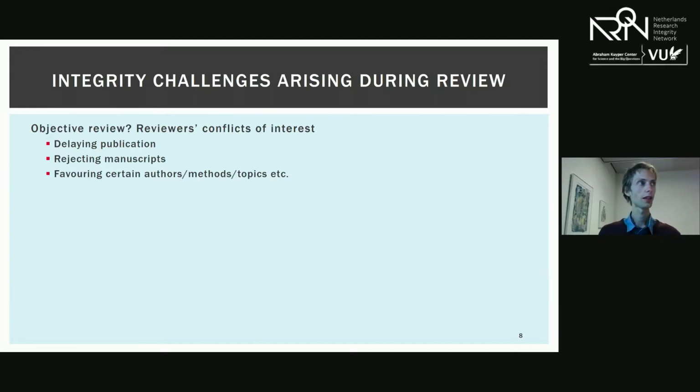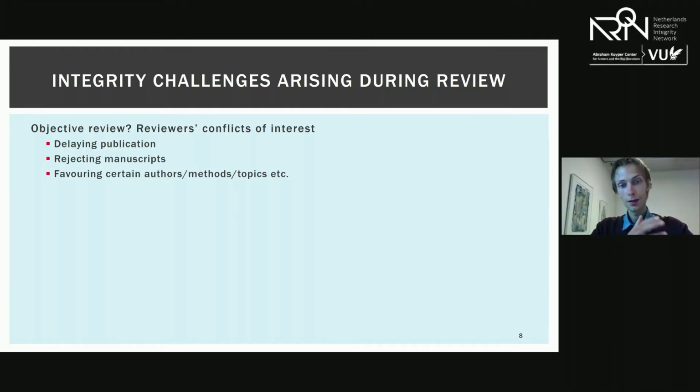Of course, there's these issues of objective review. To what extent are reviewers objective? Reviewers, in many cases, might review for competitors. So people with similar research interests that might have similar ambitions and goals, might be working on very similar issues.